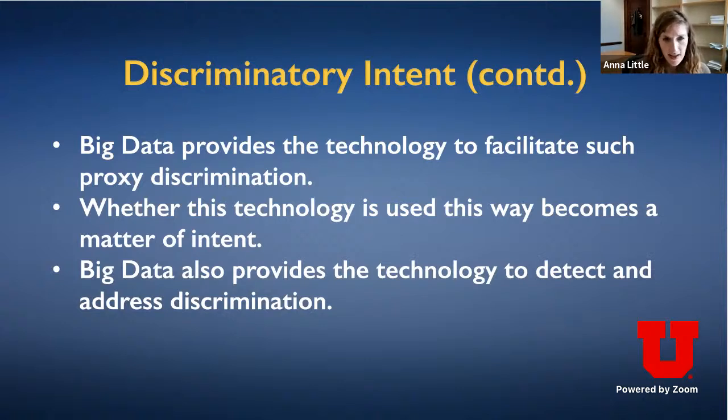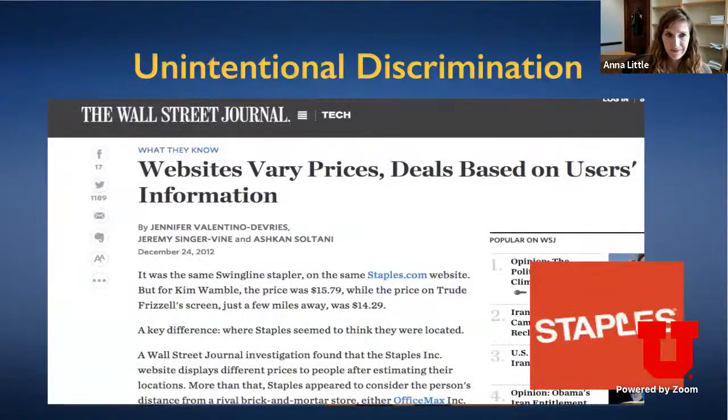But on a slightly more positive note, big data also provides the technology to address some of these discrimination issues. A lot of times discrimination can be unintentional. There's another case study I want to look at, which is about what Staples did. They kind of got in trouble. They weren't actually intending to discriminate against the poor, but they put in place a policy which ended up doing that, even when they had no idea that was going to be the effect.